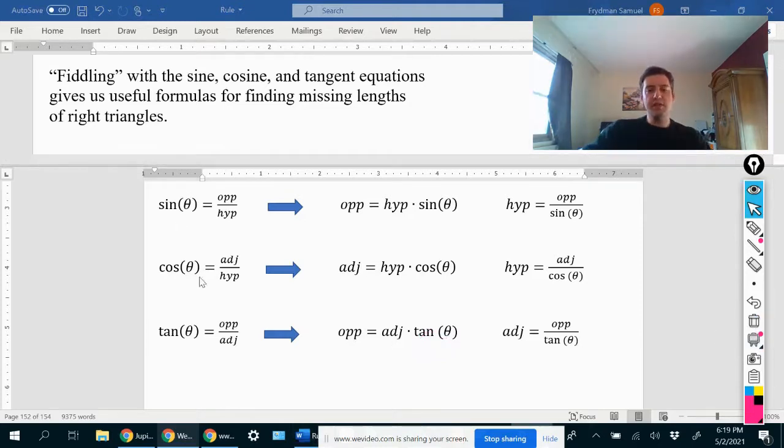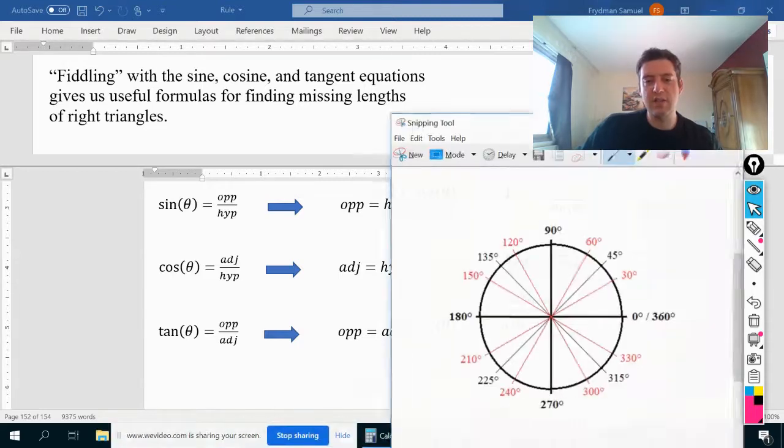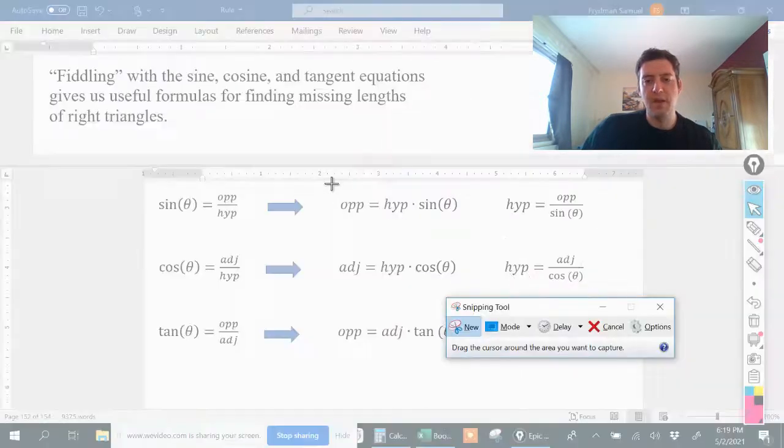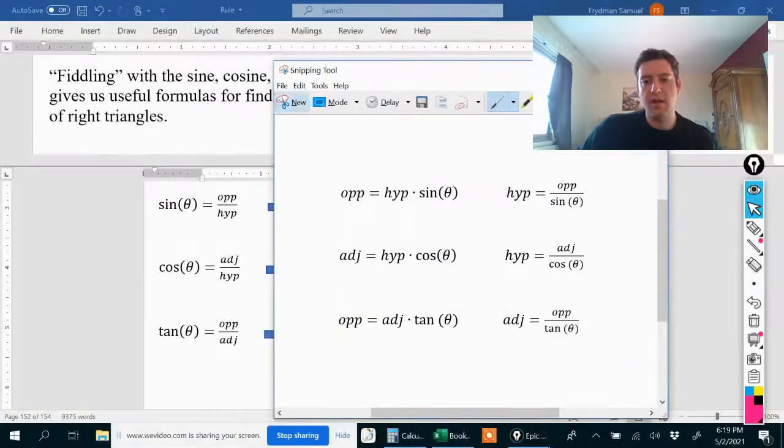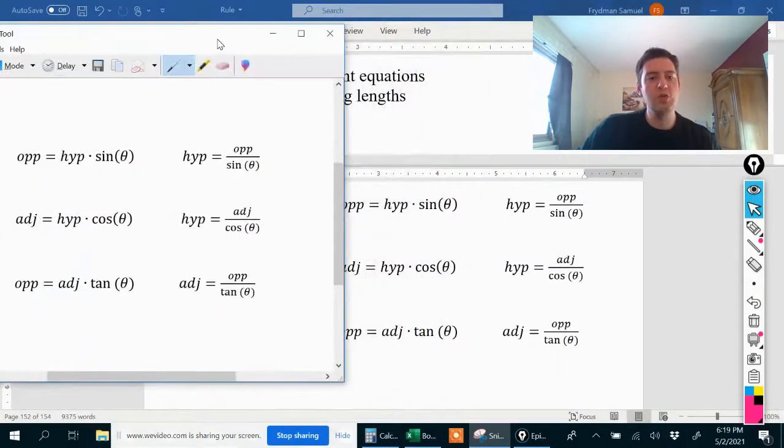Okay, so we started with our original definitions for sine, cosine, and tangent, and what we found were basically recipes for figuring out one of the sides if we have some other information about the triangle. And what I'm going to do for the rest of this video is just take these equations and use them to help us solve some IXL exercises.